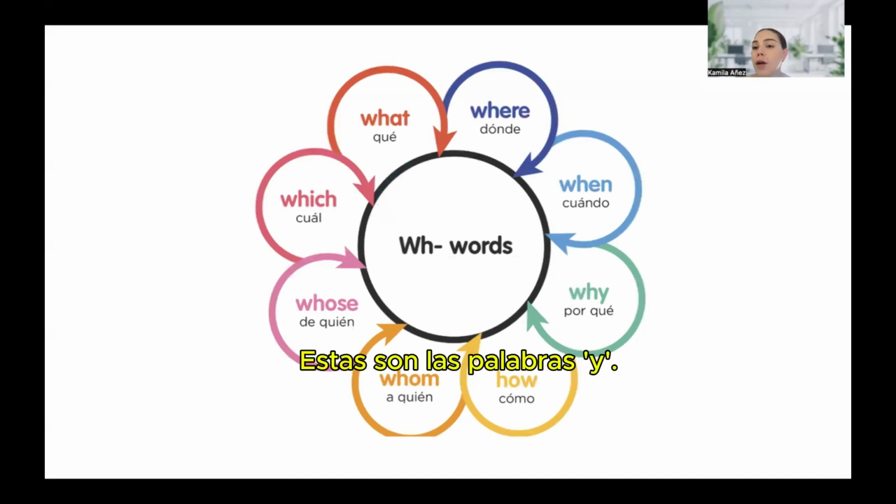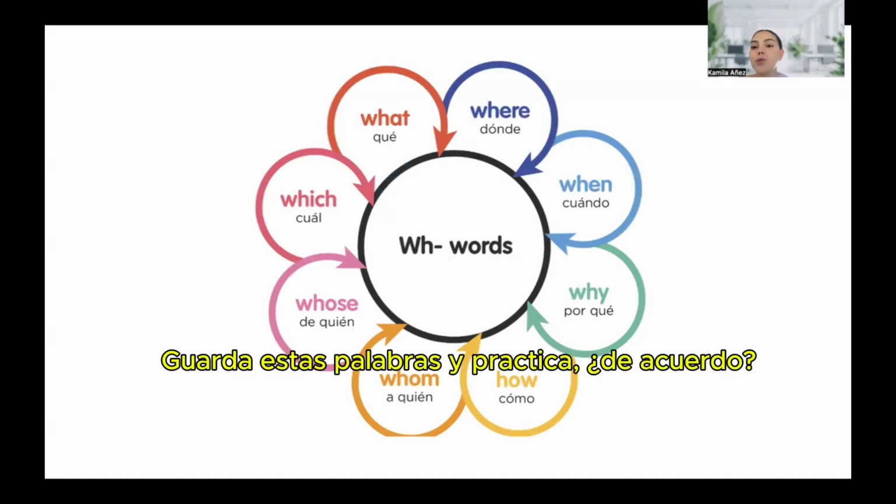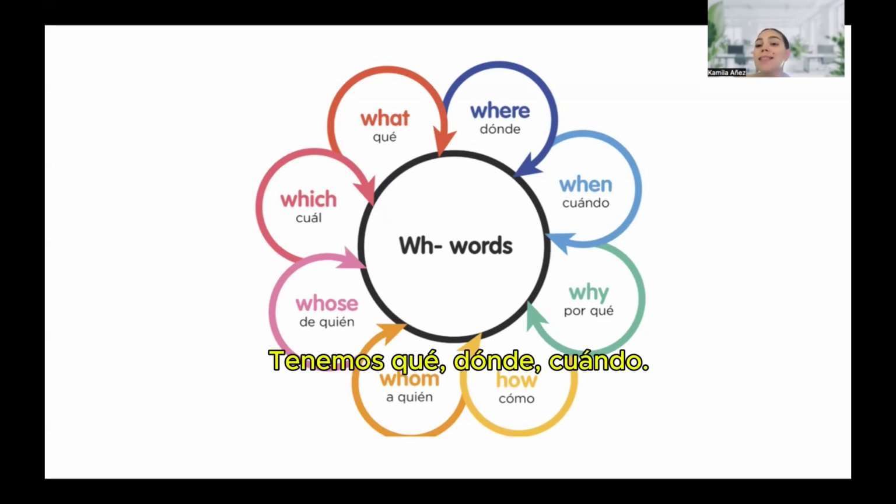These are the why words. I want you to keep these words and practice, all right? We have what, que; where, dónde; when, cuándo; why, por qué; how, cómo; whom, quién; whose, de quién; which, cuál.